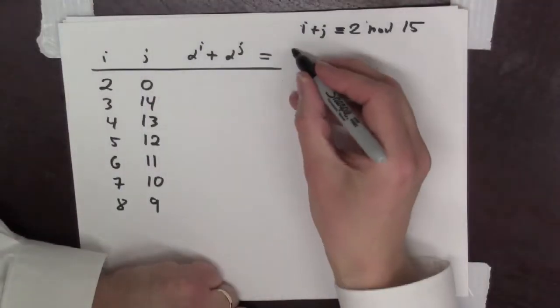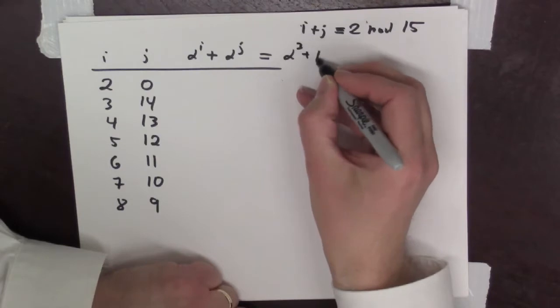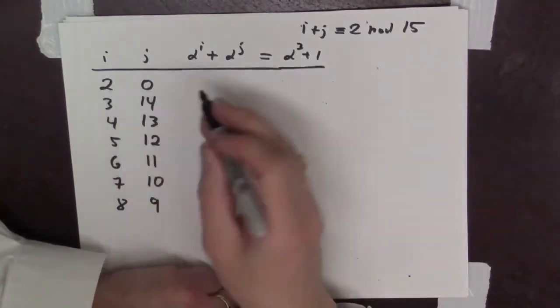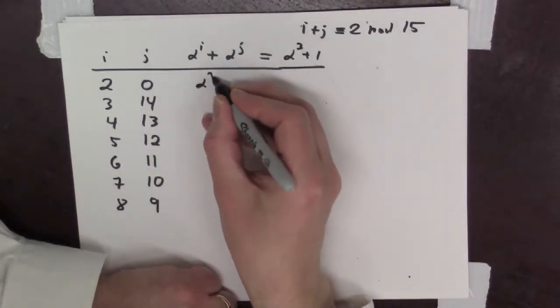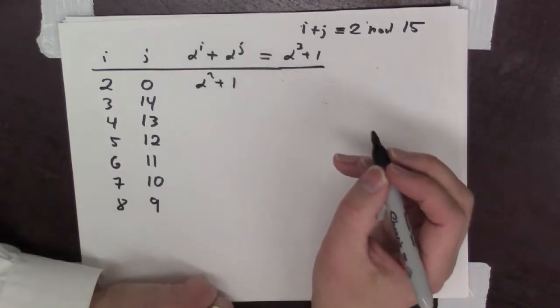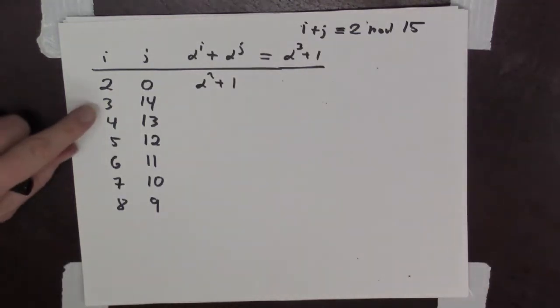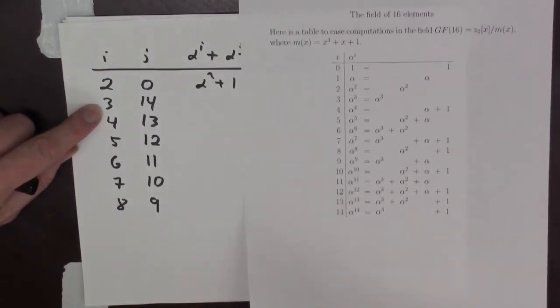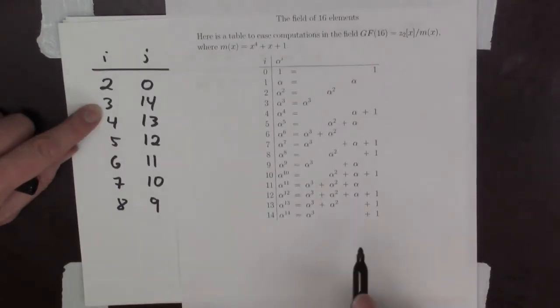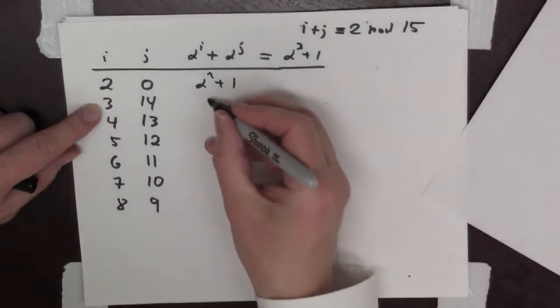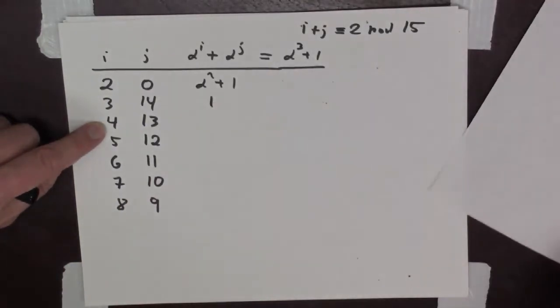So I want this to be alpha cubed plus 1. Here, the first thing is of course just alpha squared plus 1. No, that's not what we want. Then I take alpha 14 plus alpha cubed, and if I look in my table, alpha 14 plus alpha cubed is going to be 1, which is not what I want.